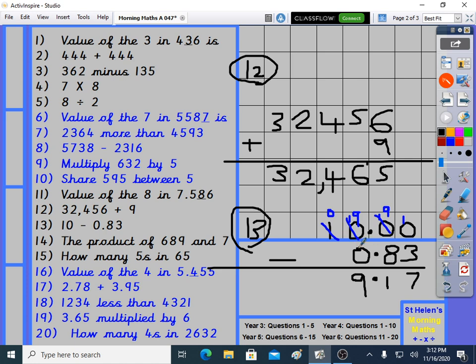So it was 10 take away none and a bit. Leaves us with 9 and a bit. We didn't take away any whole ones. That's why it didn't go below 9. And we can go to question 14, where we have the product of.